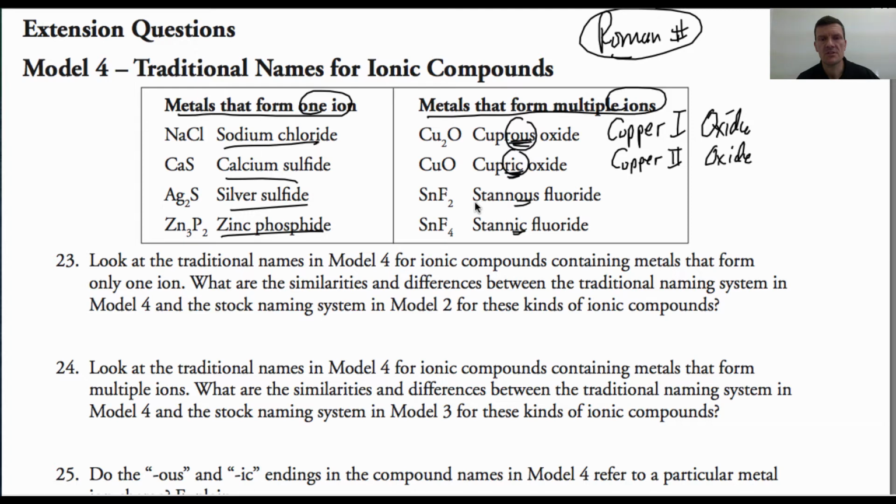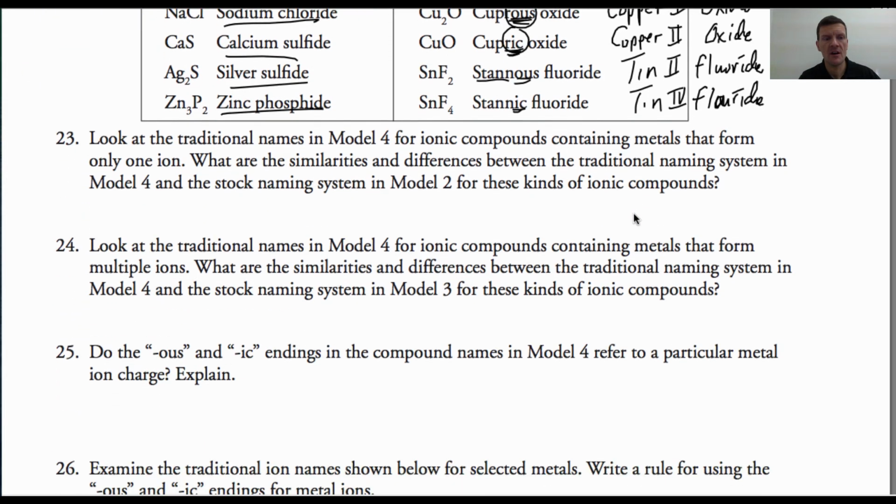Okay, so this is tin. Instead of saying tin 2, you use more of the Latin root, by the way. So this is stannous. So instead of tin 2 fluoride, you would say it's stannous fluoride. Instead of tin 4 fluoride, you would say it is stannic because it has a higher charge on it. Okay, so that's really all I'm going to say about that.